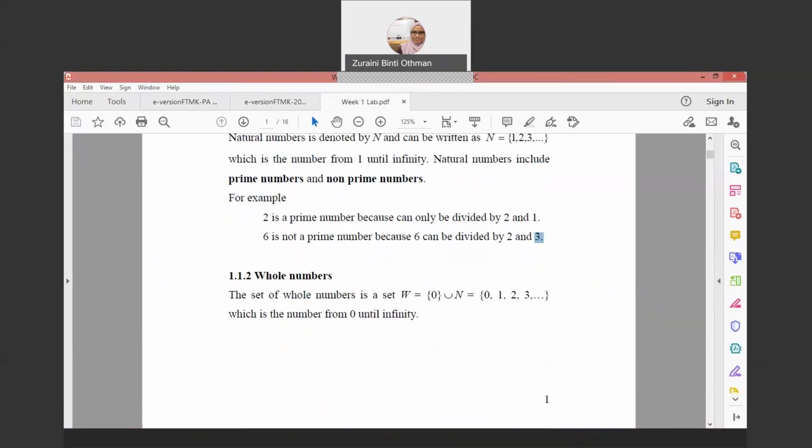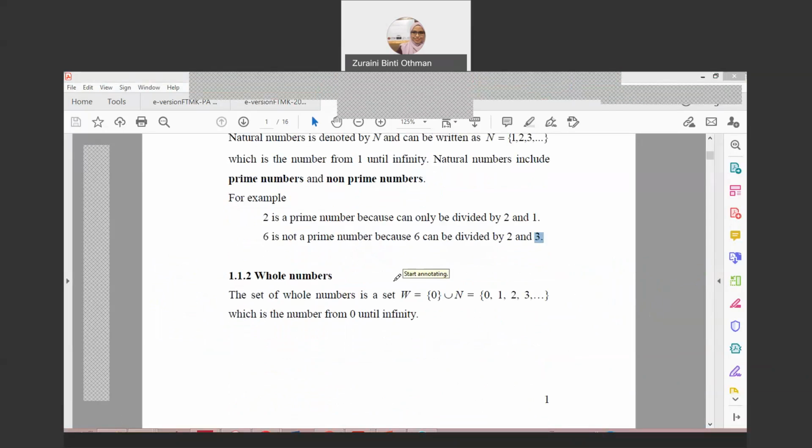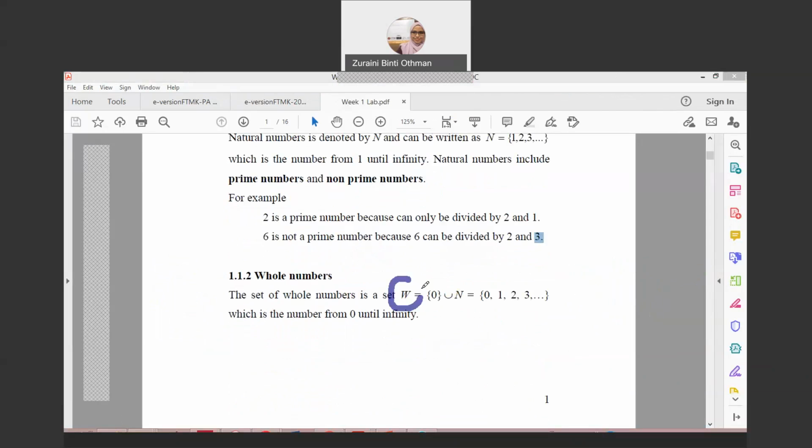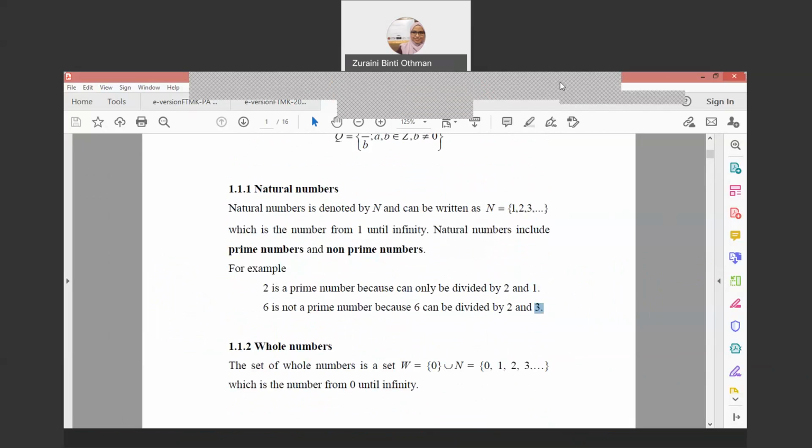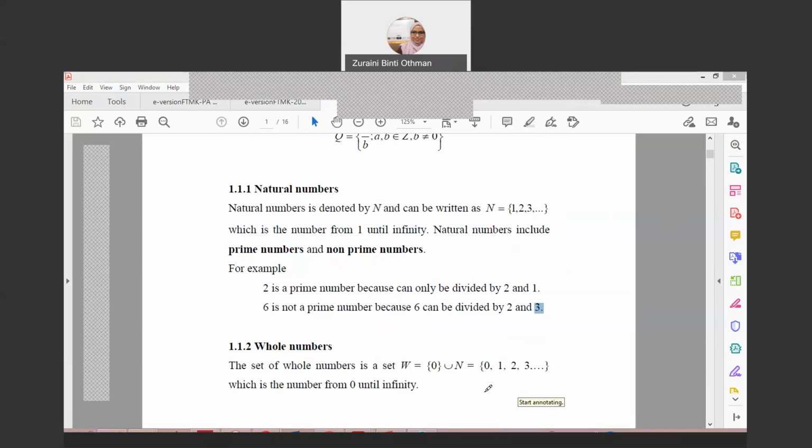Okey, so kita teruskan dengan whole number. Whole number is what number yang kita wakili sebagai W, whole number. Apa beza whole number dengan natural number just now? Okay, natural number ialah 1 sehingga infinity, right? Nombor-nombor bulat 1 sehingga infinity. But the whole number is include 0. Nampak tak kat sini? It's include 0.